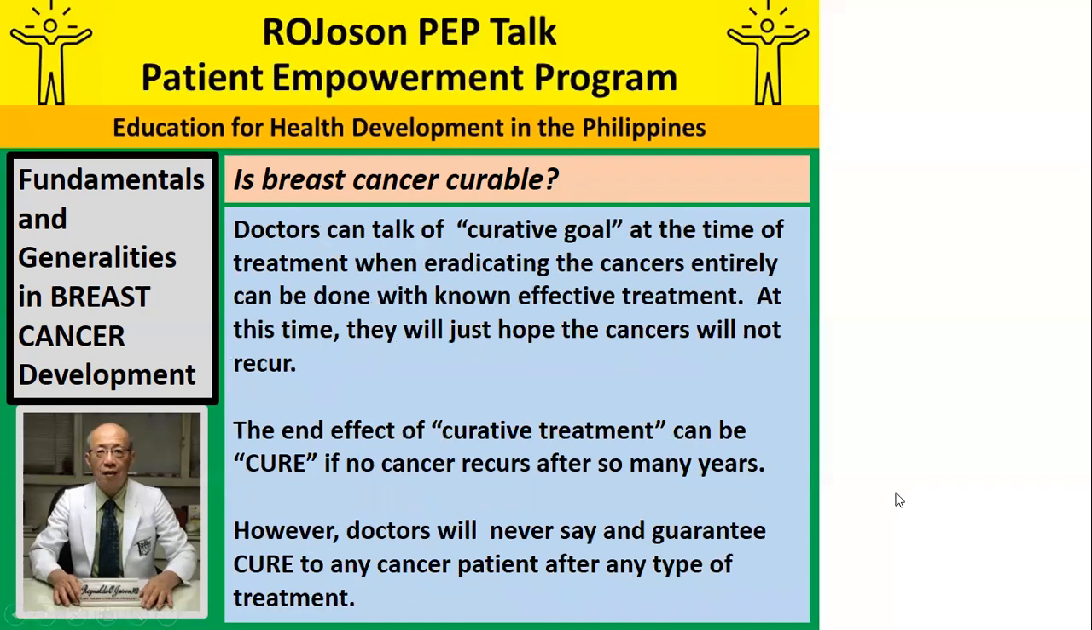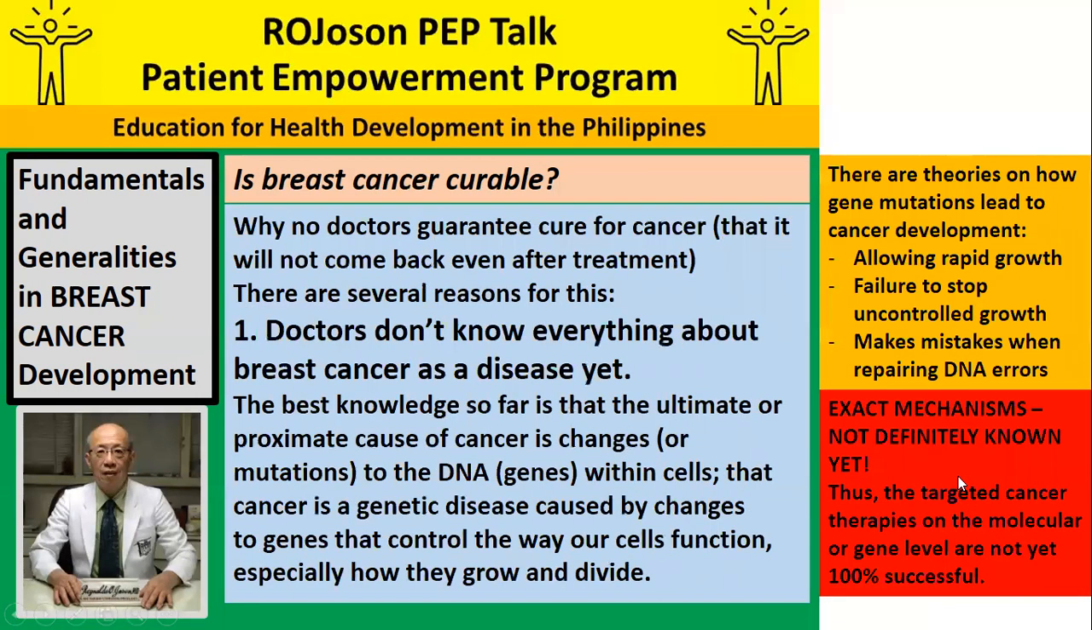Doctors can talk of a curative goal at the time of treatment, when eradicating the cancers entirely can be done with no effective treatment. At this time, they will just hope that the cancers will not recur. The end effect of the curative treatment can be a cure if no cancer recurs after so many years. However, as I said, doctors will never say or guarantee cure to any cancer patient after any type of treatment.